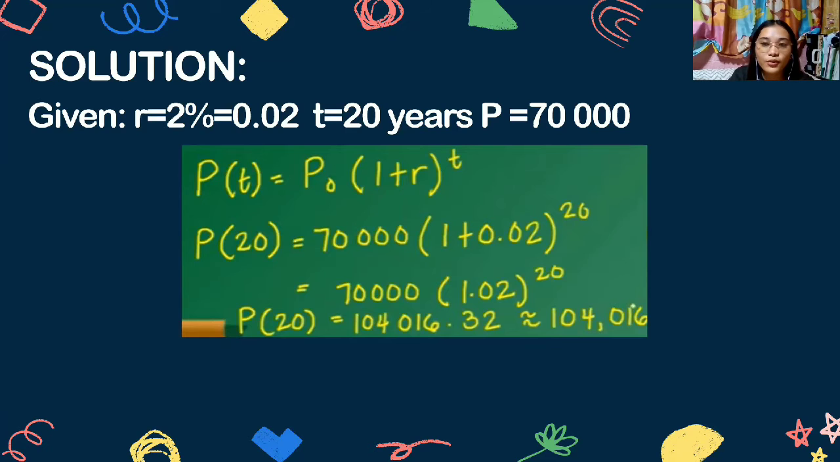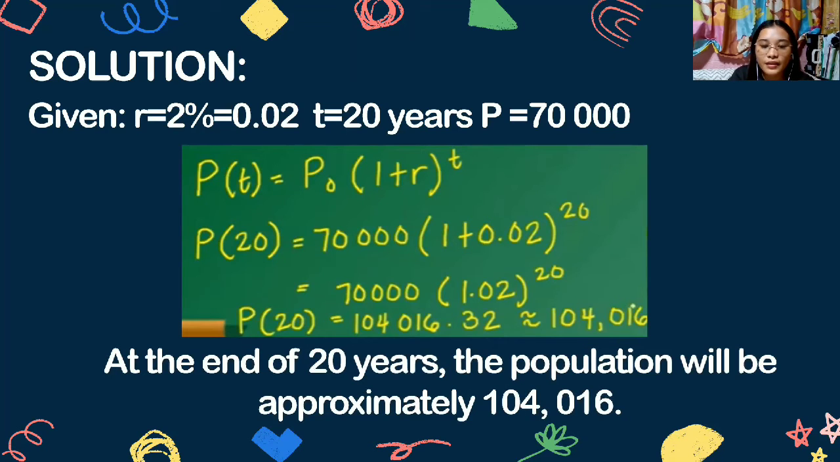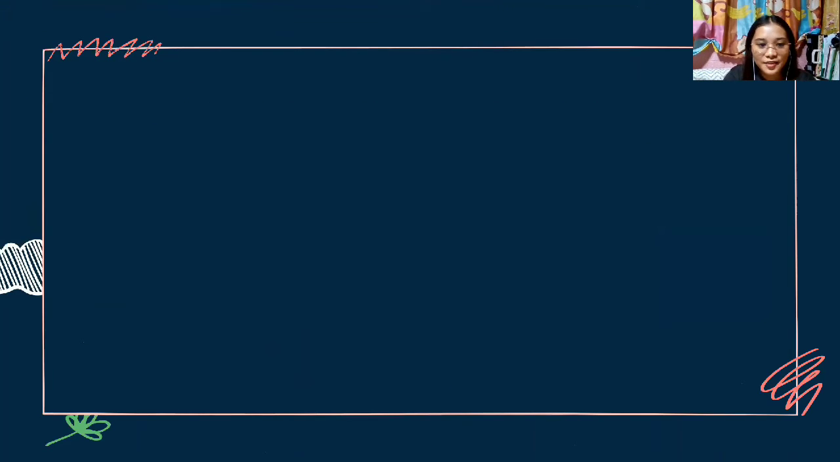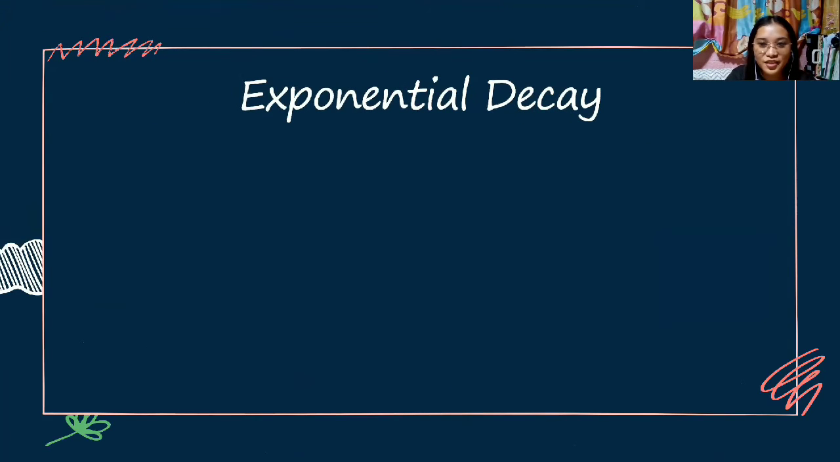So, what can we conclude? Okay, very good. At the end of 20 years, the population will be approximately 104,016.